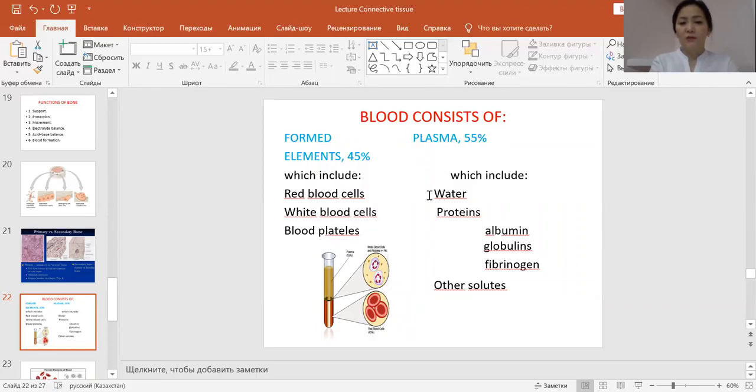Plasma consists of water and proteins, and we can see here large proteins like albumin, globulins, and fibrinogen chains. In this picture, the red part is red blood cells. We said that 45% of blood consists of formed elements. Exactly, 44% consists of red blood cells, and only 1% consists of white blood cells and platelets. The yellow part is plasma.